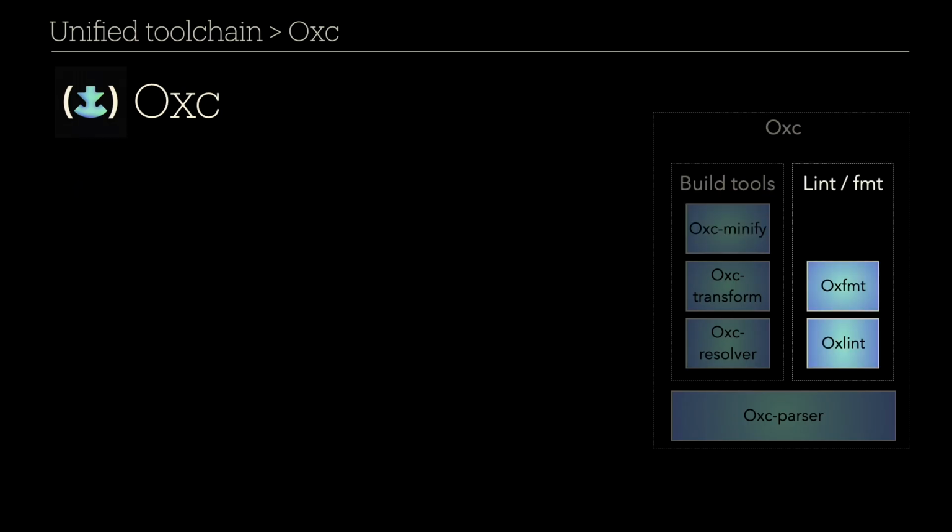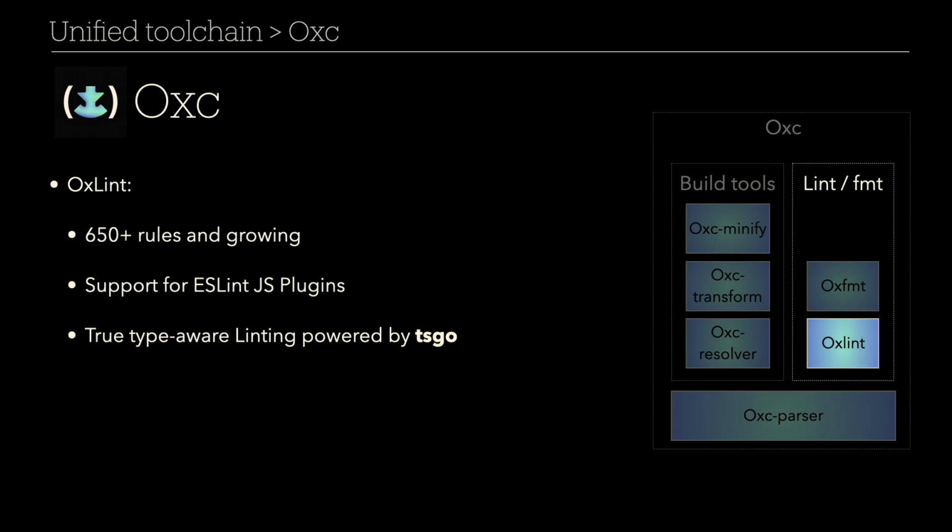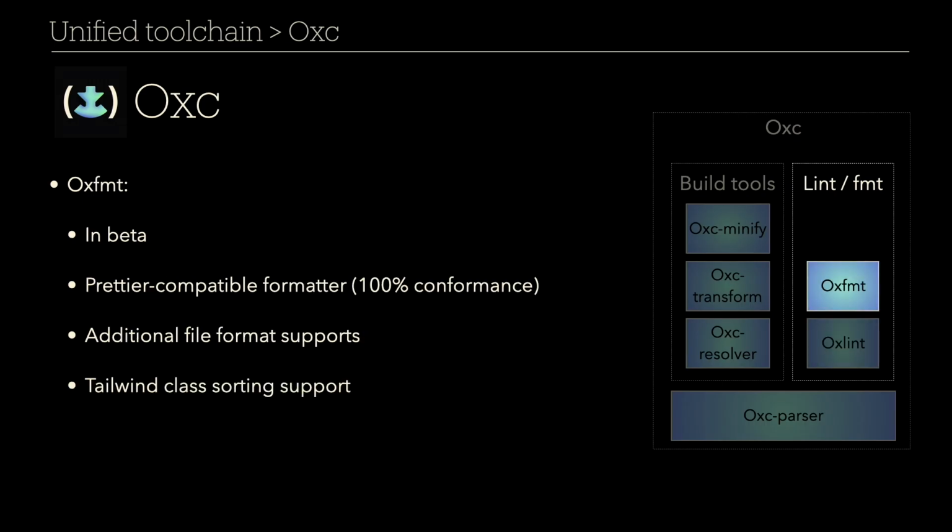And then we have the linting and formatting, which are the tools you may be more likely to use directly. Oxlint, which has 650 more rules and which is growing. We will talk a bit more about it later. It has support for ESLint JS plugins, a very important point I will come back to later as well. And true type-aware linting powered by TSGo as well. That's an important point. Oxformat is in beta. It is a Prettier-compatible formatter. It also has additional file support, Tailwind class sorting support, and so on.